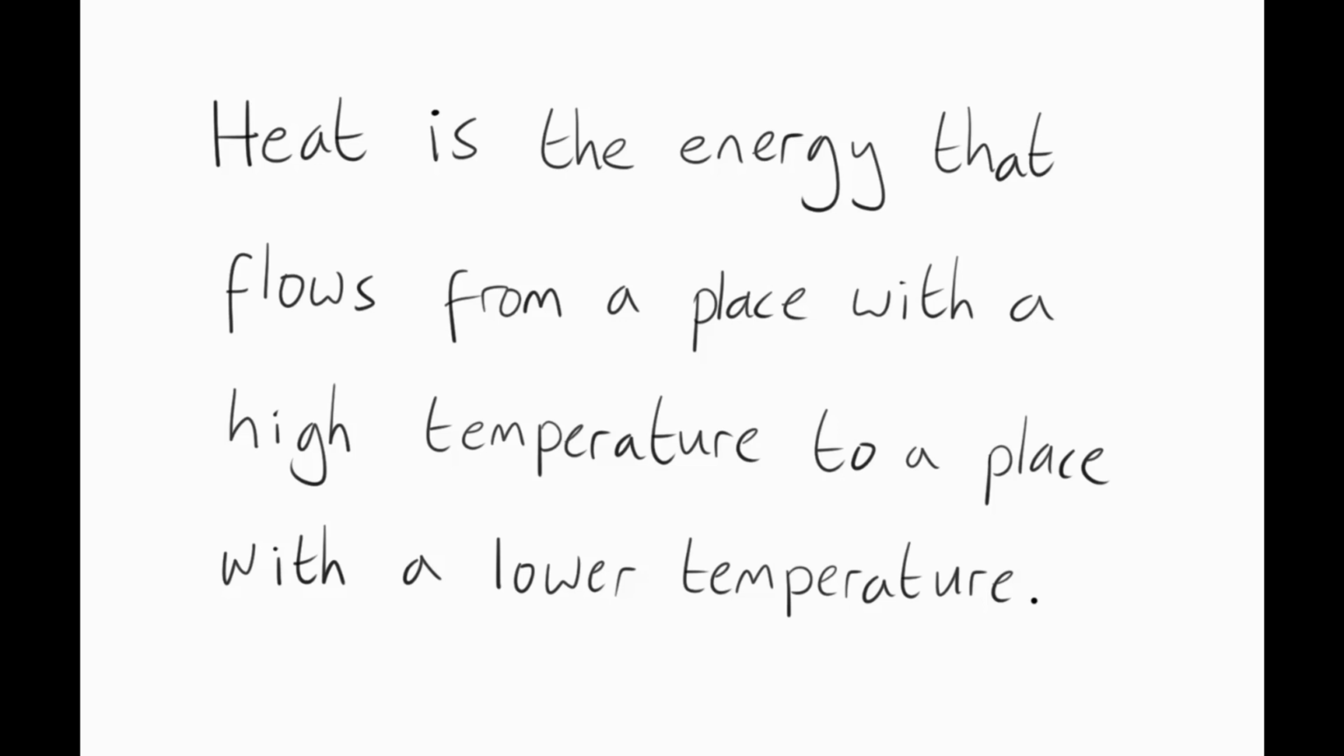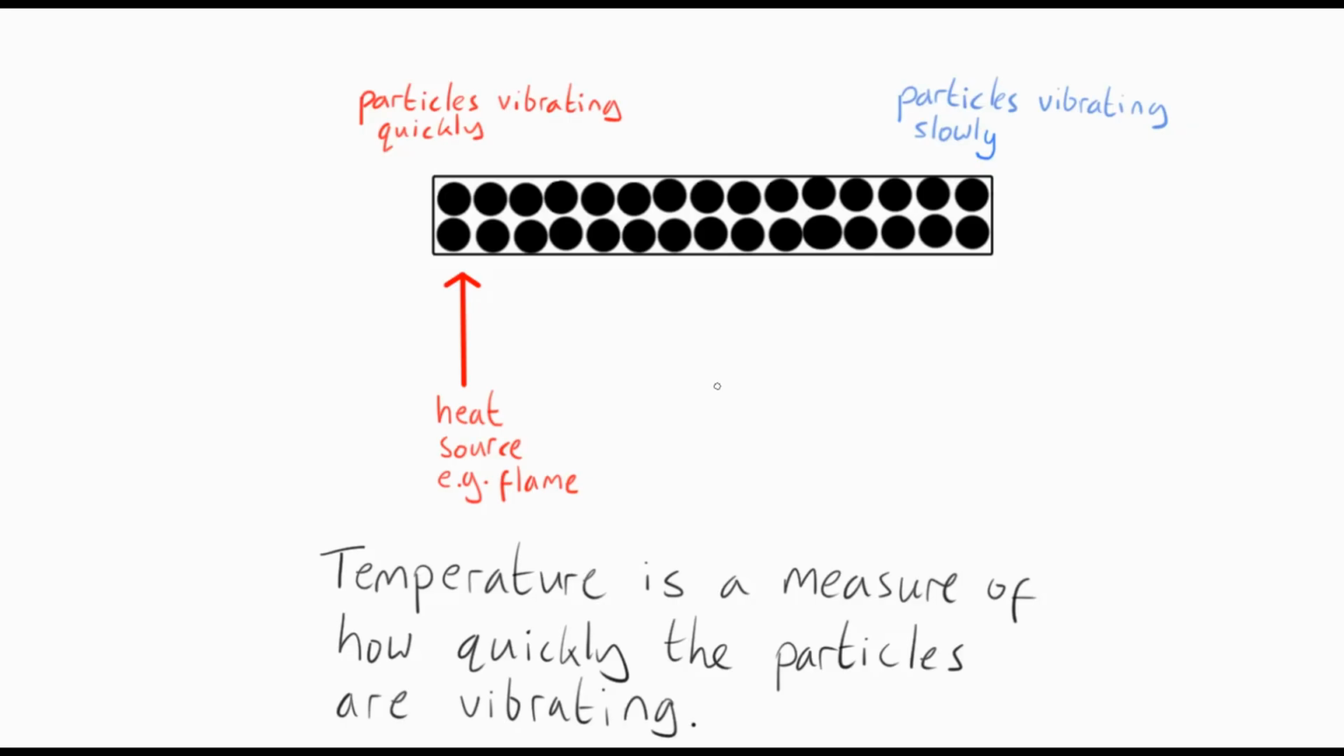Heat is the energy that flows from a place with a high temperature to a place with a lower temperature. In this video, we're going to look at two ways that can happen. We're going to look at conduction and we're going to look at radiation. But what does that word temperature even mean?